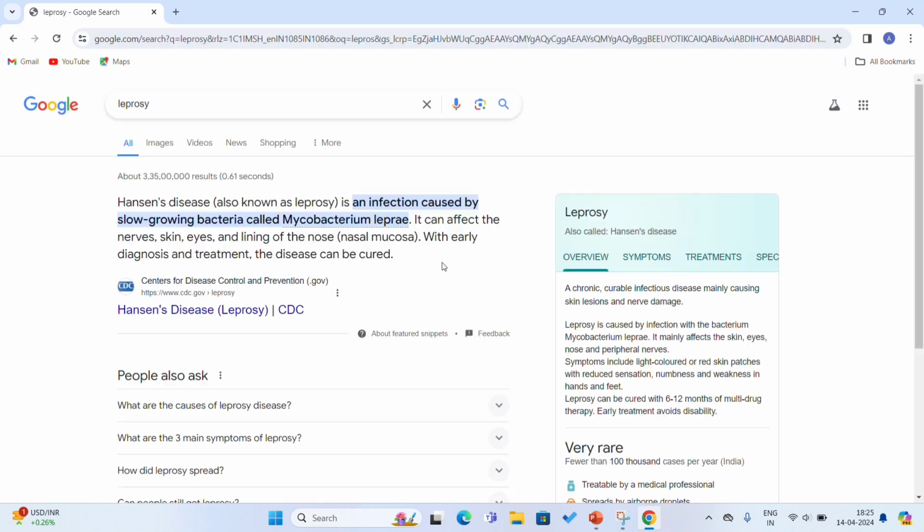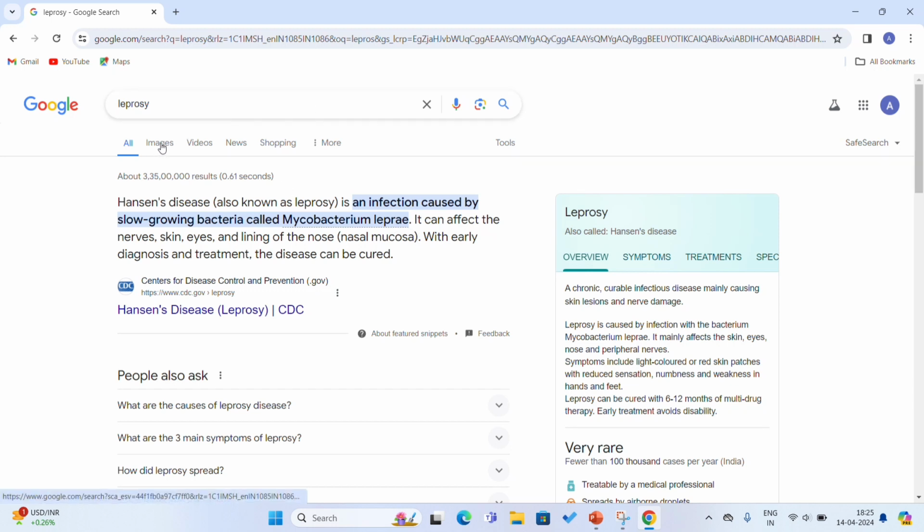All right, leprosy, let us see. So what is leprosy? Hansen's disease, also known as leprosy. What is another name for leprosy? It is Hansen's disease. It is an infection caused by slow growing bacteria called Mycobacterium leprae. So Mycobacterium leprae is the causative agent of leprosy.